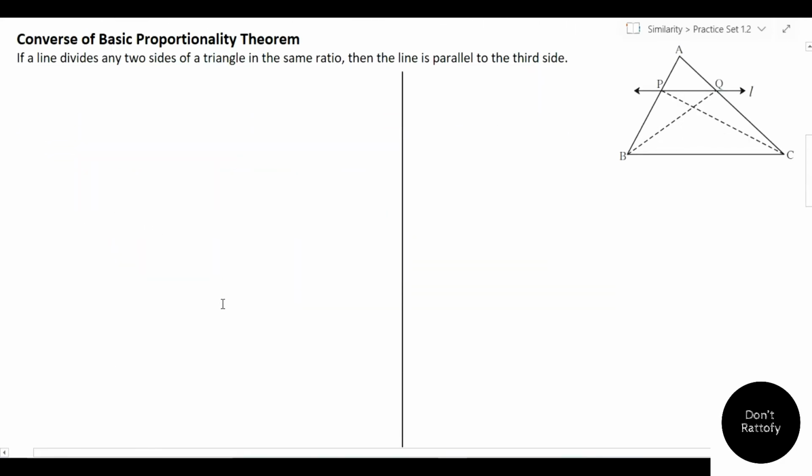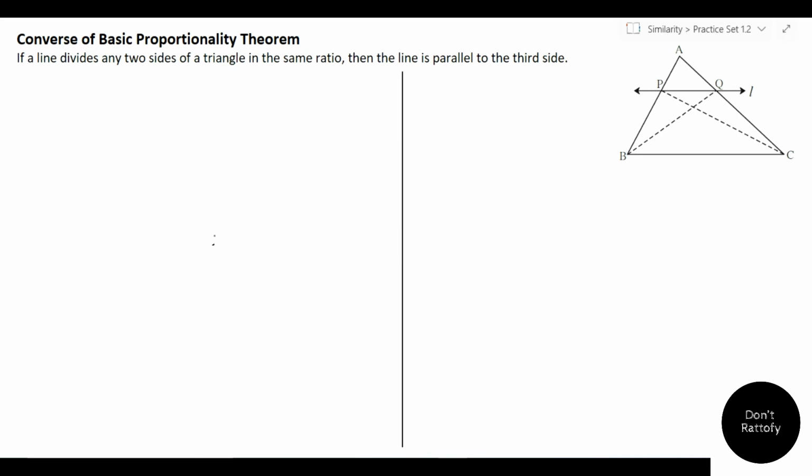So in the converse part, if a line divides any two sides of a triangle in the same ratio, then the line is parallel to the third side. The converse is just a concept. You have to understand the concept. That's all. You are not going to get it for solving or proving. So we'll simply understand what the converse statement says.